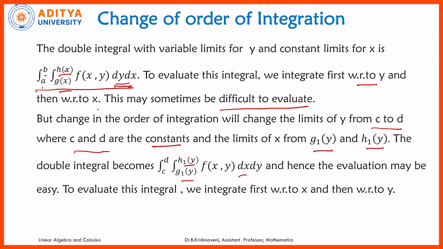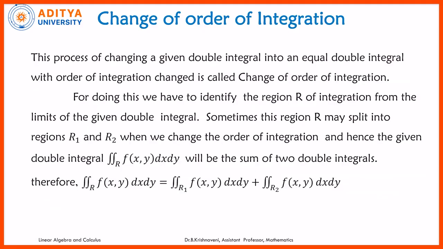So the double integral becomes in this form, that is integral c to d, integral g1(y) to h1(y), f(x,y). Since the x limits are variables, we need to integrate first with respect to x, then with respect to y. That's what we need to do to make the evaluation easy. This process of changing a given double integral into an equal double integral with the order of integration changed, we call change of order of integration.